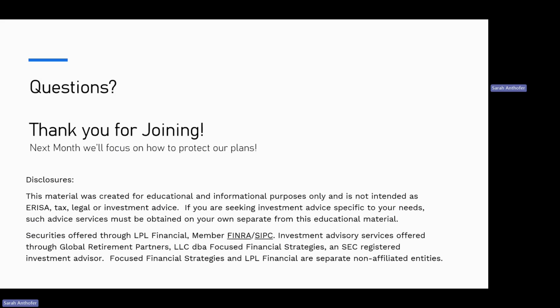Next month, we will be talking about how we protect our plan. So part 3 of our financial planning is going to be in December. We'll be talking about setting up estate plans, wills, things to protect those goals that we've set for ourselves.